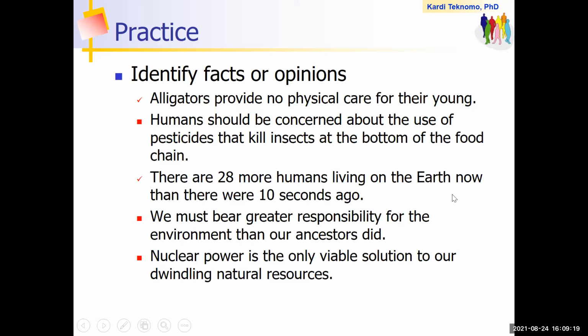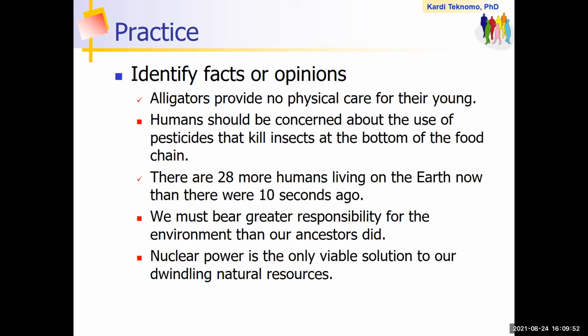Okay, here. Which one is opinion, which one is fact? "Alligators provide no physical care for their young." Fact or opinion? Fact. "Humans should be concerned about the use of pesticides that kill insects at the bottom of the food chain." Opinion. Why is it opinion? "Should be concerned," right? Okay, good. Now you are very smart.